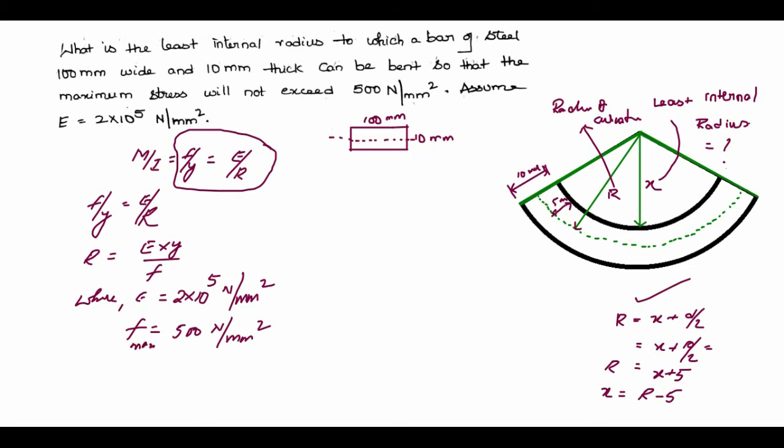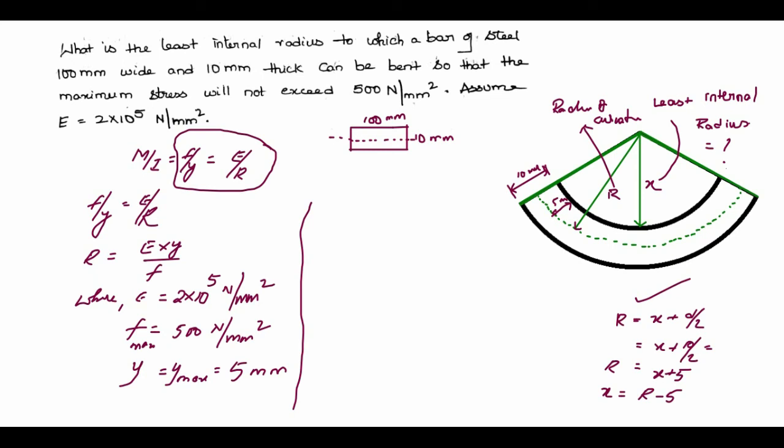So where do you think this stress is going to develop? As it is a rectangular cross section, the topmost layer and bottommost layer have the maximum stress of 500 Newton per mm square, isn't it? Therefore, y is equal to y max, the distance from the center of gravity to the topmost or bottommost layer. Either will be the same, which is equal to 5 mm. So now you know all the values. Let us find out the answer.